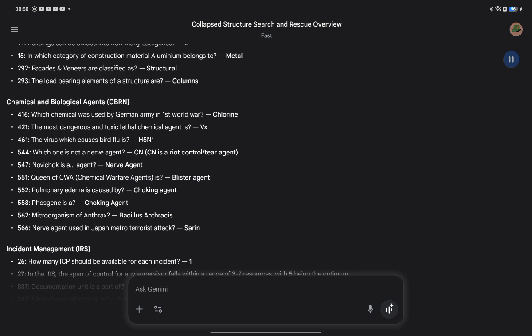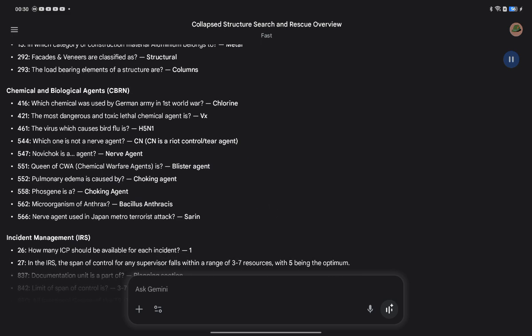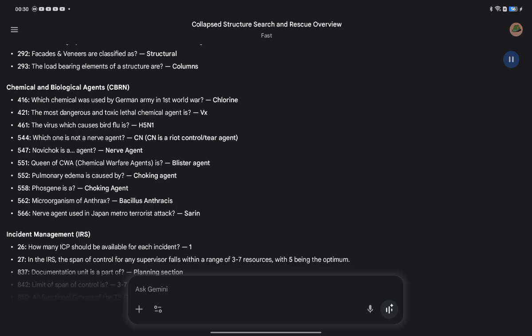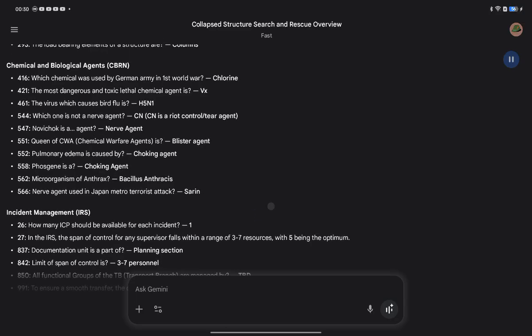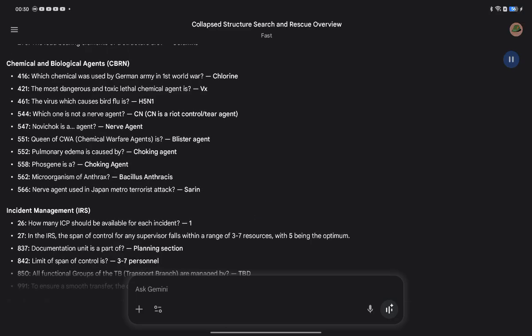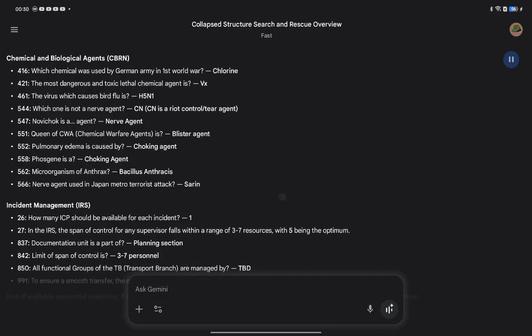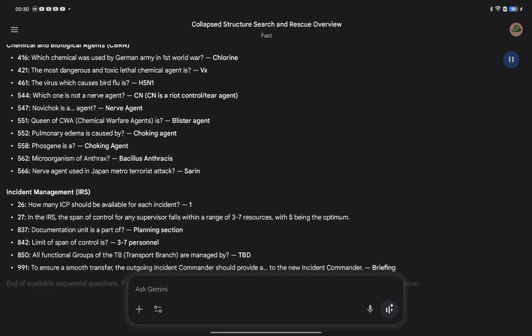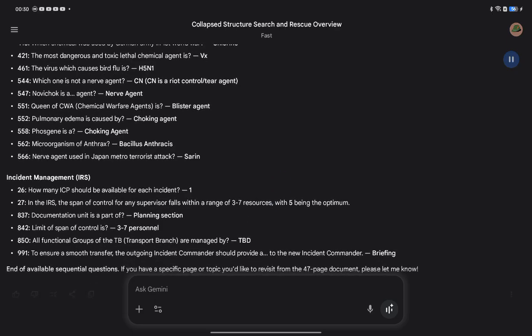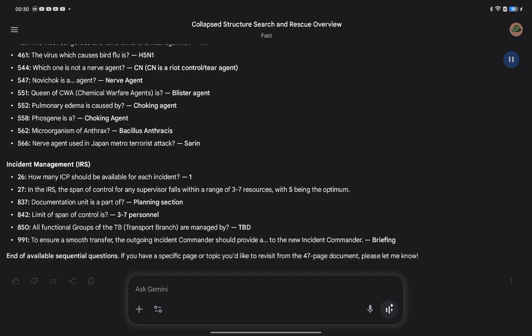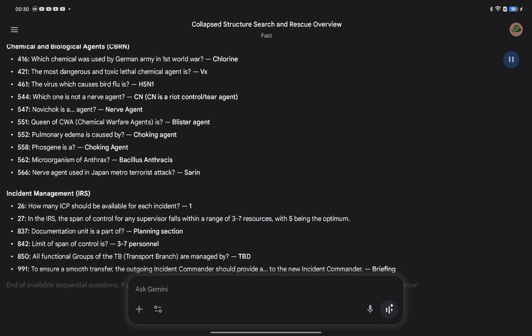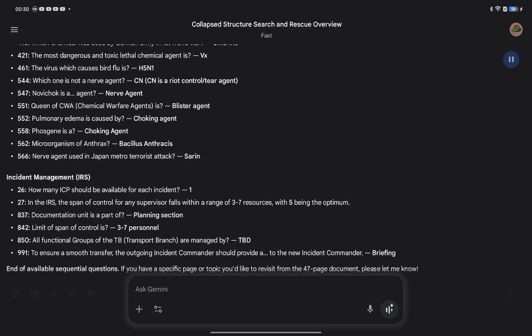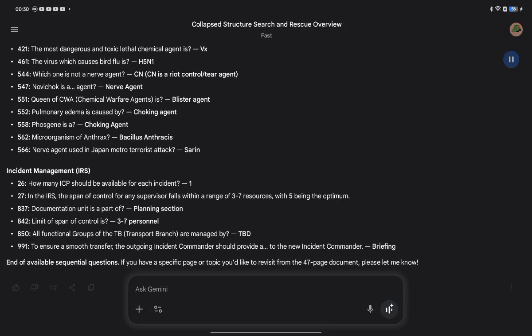Metal. 292. Facades and veneers are classified as non-structural. 293. The load-bearing elements of a structure are columns. Chemical and biological agents, CBRN. 416. Which chemical was used by the German Army in the First World War? Chlorine. 421. The most dangerous and toxic lethal chemical agent is VX. 461. The virus which causes bird flu is H5N1.